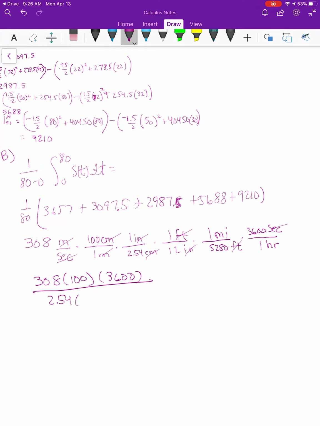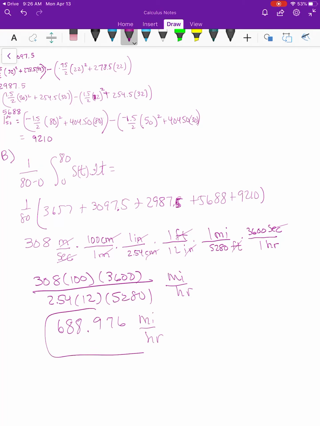So 308 times 100 times 3,600 divided by 2.54 times 12 times 5,280 miles per hour. Put that in your calculator. You should get 688.976 miles per hour, speed of sound.